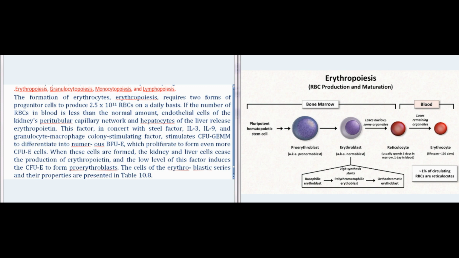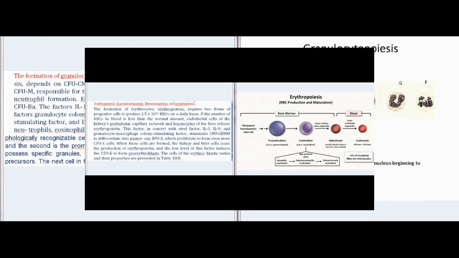When these cells are formed, the kidney and liver cells cease the production of erythropoietin, and the low level of this factor induces the CFU-E to form proerythroblasts. The cells of the erythroblastic series and their properties are presented in Table 10.8.